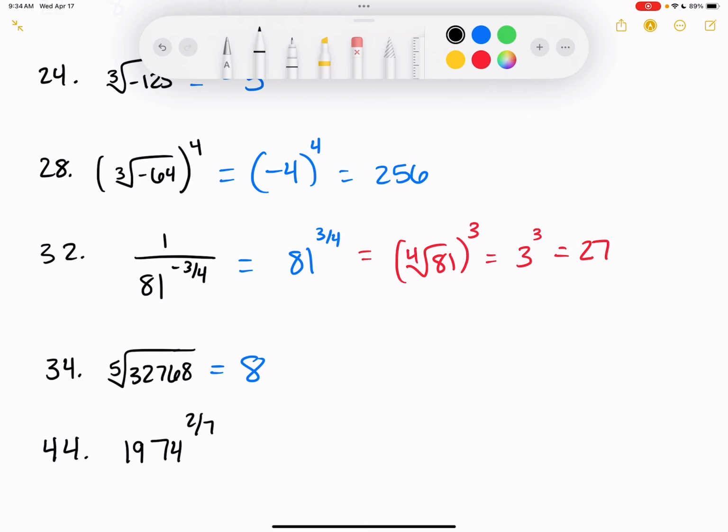So if you type in the 1974, and then because I'm raising it to a fraction, I'm going to use this little caret button over here on the right side. Now, I need to put in 2 divided by 7, which I can either do as 2 divided by 7 like that, and it'll give me an answer as 8.74, or I can do it this way, okay?